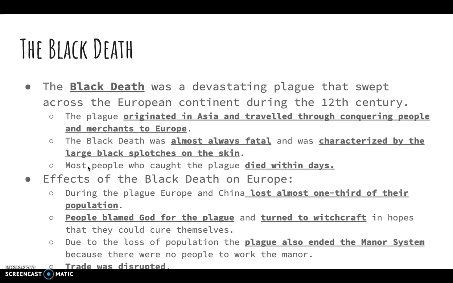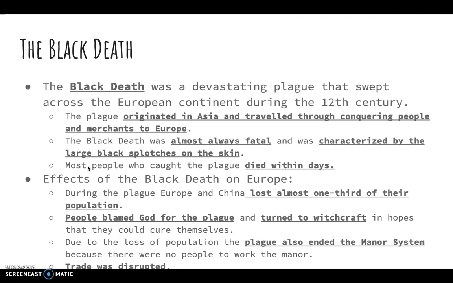Okay, so the Black Death, as we all pretty much know, is a devastating plague that swept across the European continent. It originates in Asia, primarily in China. It travels across the Silk Road through other conquering peoples, but primarily the Mongols, who then bring it to a city named Kaffa, in Central Europe, which then those people flee to Italy, and then it spreads from there.